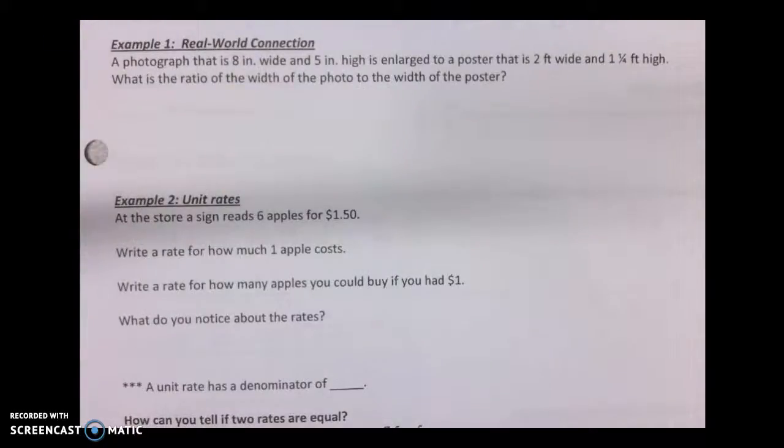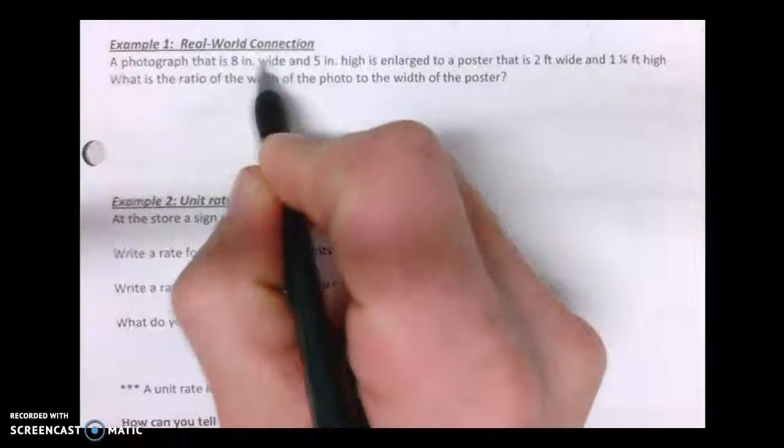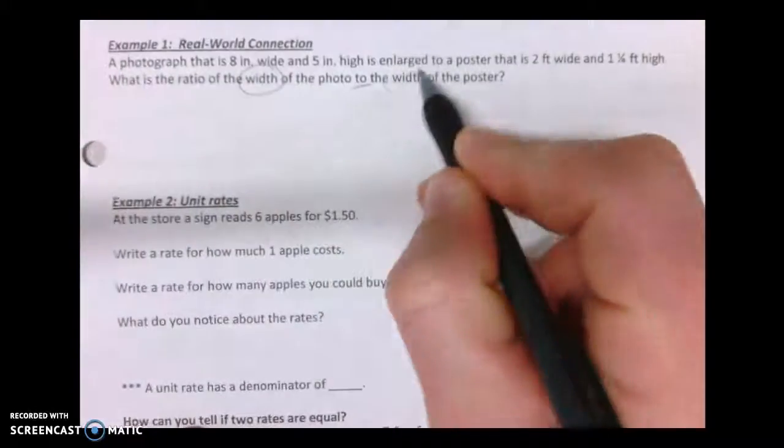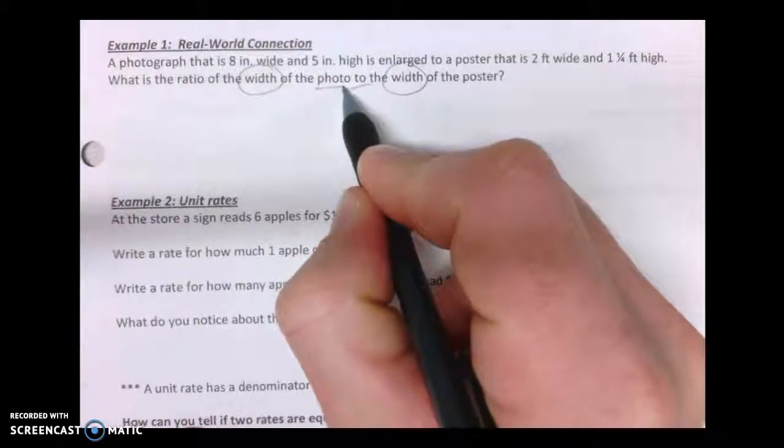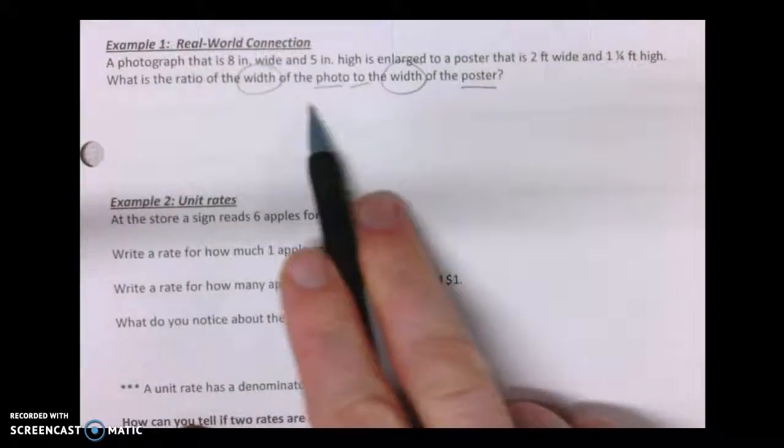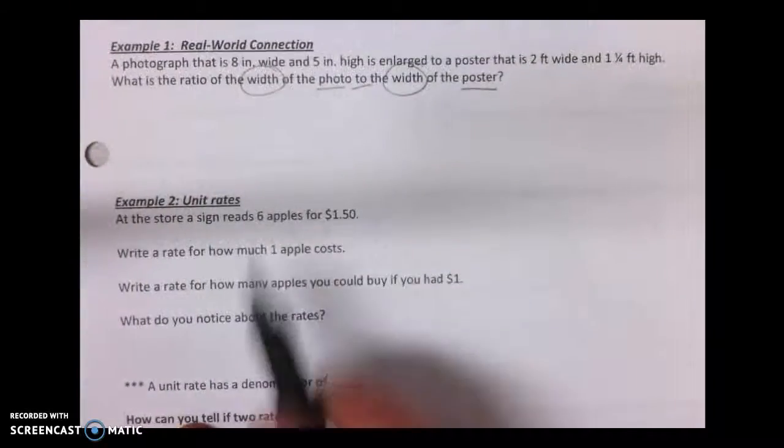All right, example 1 says a photograph that is 8 inches wide and 5 inches high is enlarged to a poster, so it's getting bigger. That's 2 feet wide and 1.25 feet high. What is the ratio of the width of the photo to the width of the poster? Notice we're comparing width to width, and it's the width of the photo compared to the width of the poster. The order is really important because when you do your ratio, you're going to do it in the order of the way it says.